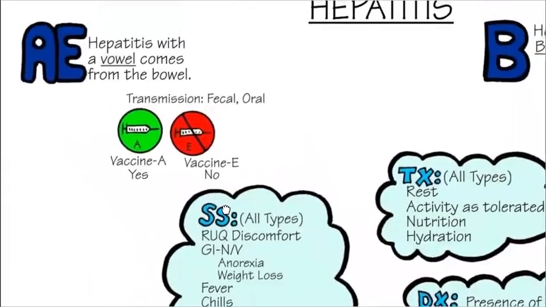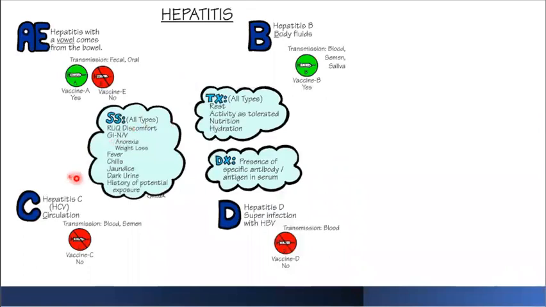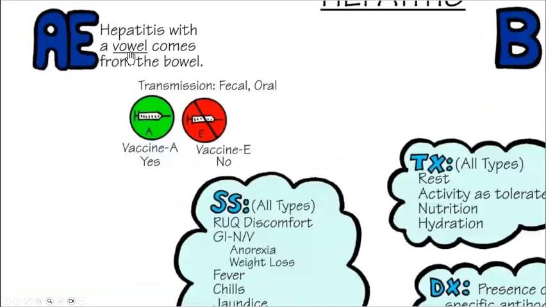Now let's look at hepatitis A. So again, one way I used to remember this is that I know there's hepatitis A, B, C, D, and E. But again, I can group A and E together because they are vowels. And I always remember that hepatitis with a vowel, A is a vowel, E is a vowel, so hepatitis with a vowel tells me that the mode of transmission would be fecal oral route.